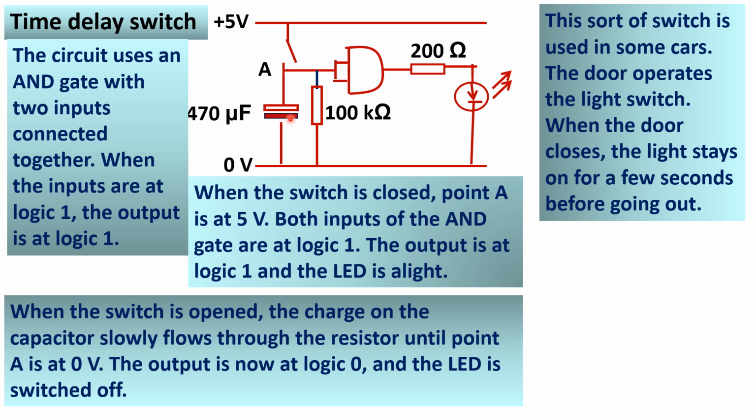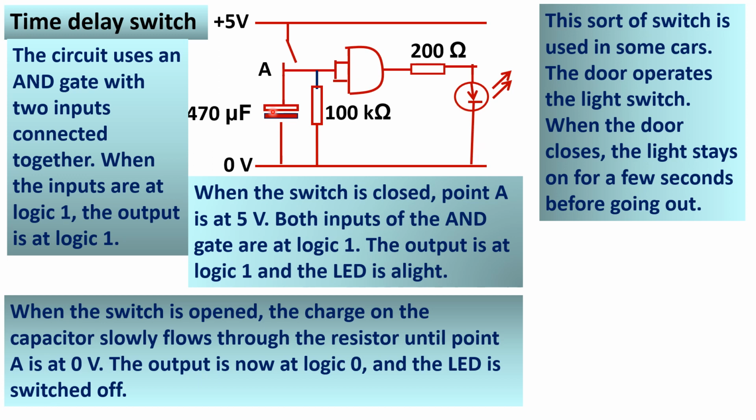When the switch is open, just like now in the diagram, the charge on the capacitor slowly flows through the resistor until point A is at 0 volts. So while the capacitor is discharging, that means allowing the input to the AND gate to be at logic 1. In other words, making the LED alight for as long as the capacitor is discharging with sufficient charge or current, the LED will remain alight.